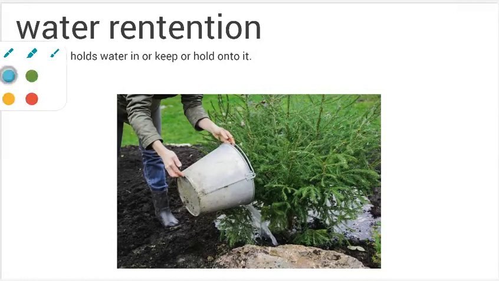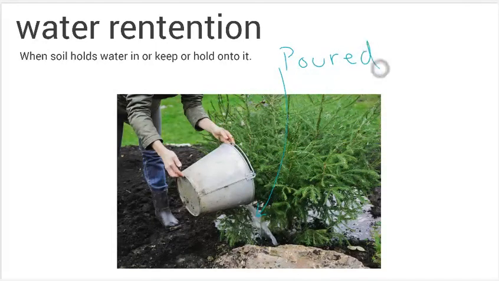So this is an excellent picture. As we see here, we have water being poured in. That's our first step when we talk about water retention. We have to have water being poured in, and of course we have to have our soil. So here is our soil right here. Water retention is the ability for the soil to keep the water.